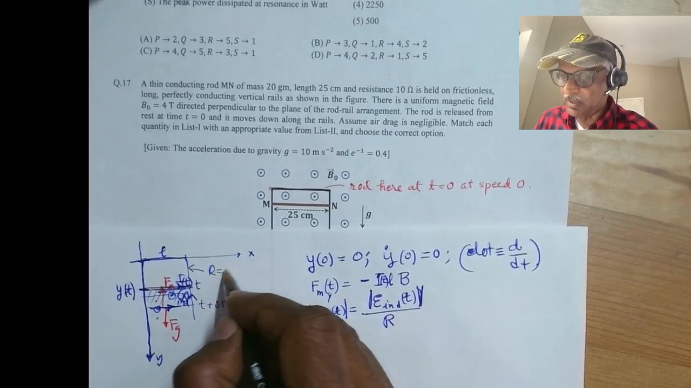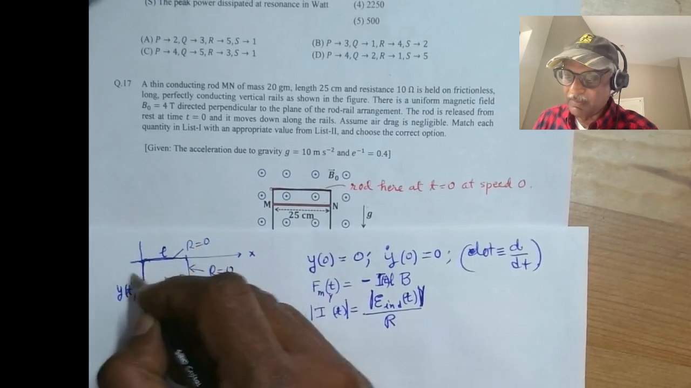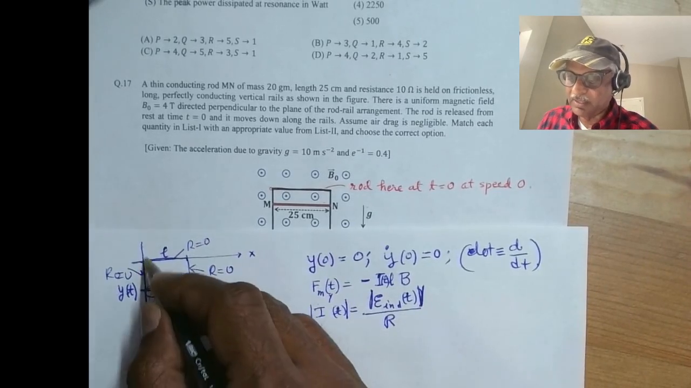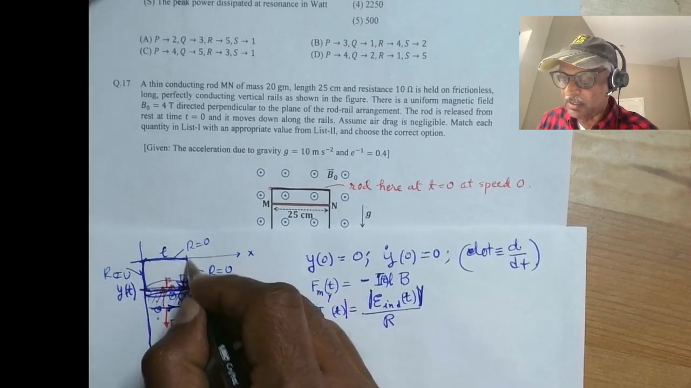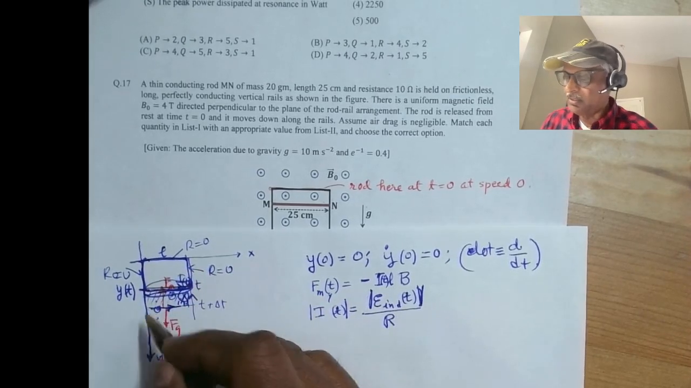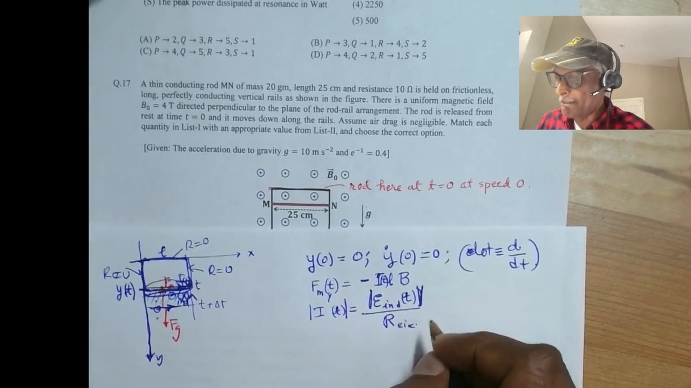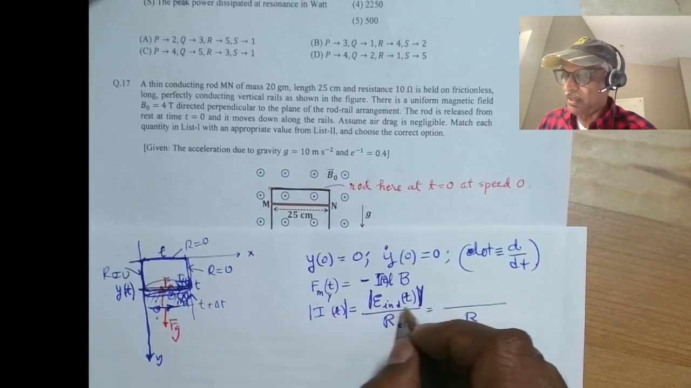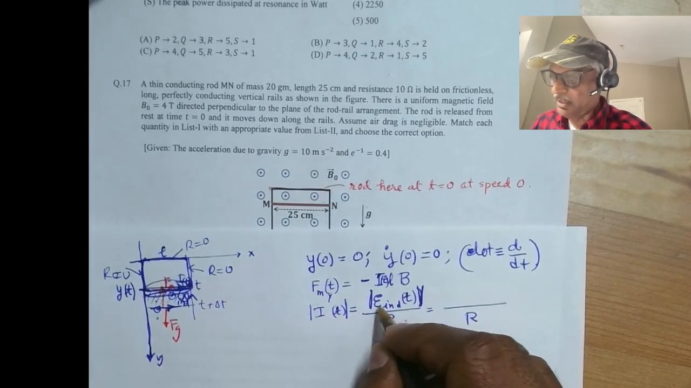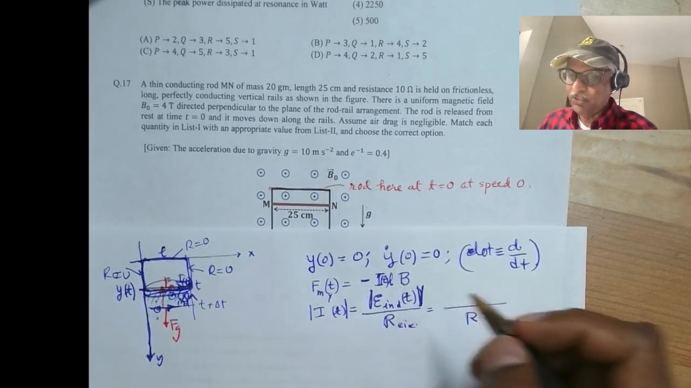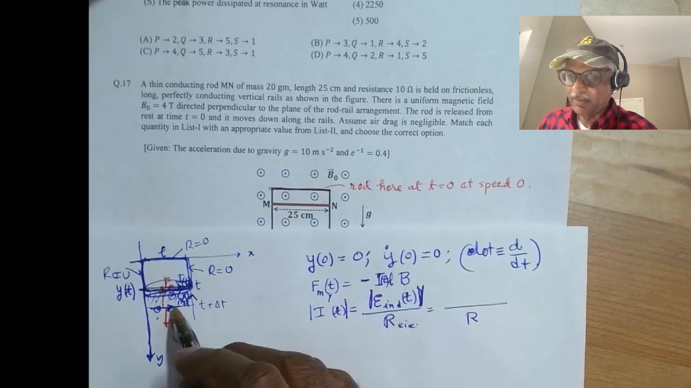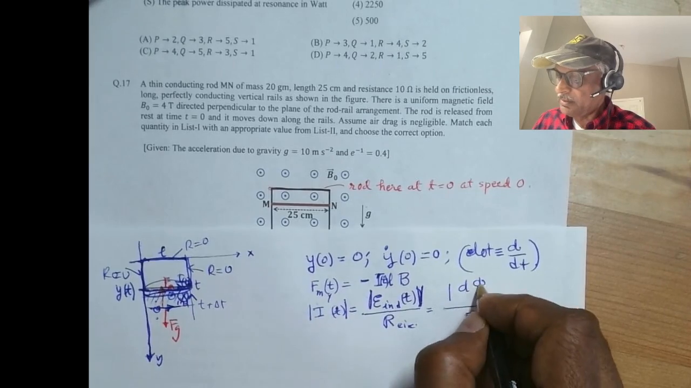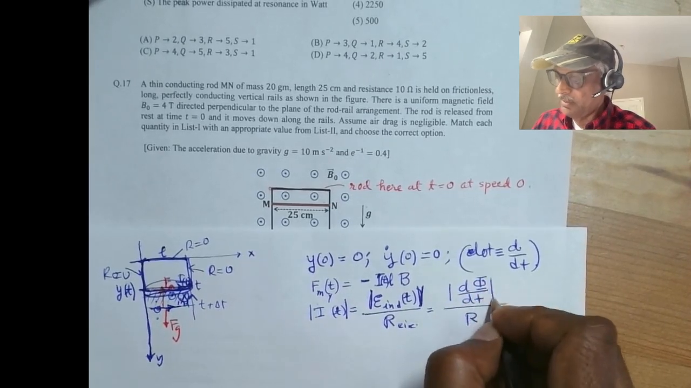Resistance here is 0, resistance here is 0. This is the only part that has resistance, and in the whole circuit there is only the resistance of the wire. And what is the EMF induced? E induced is going to be d phi dt.